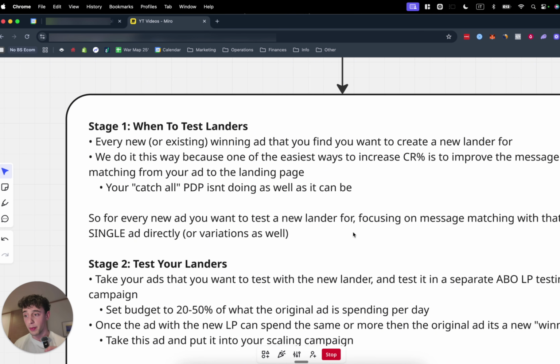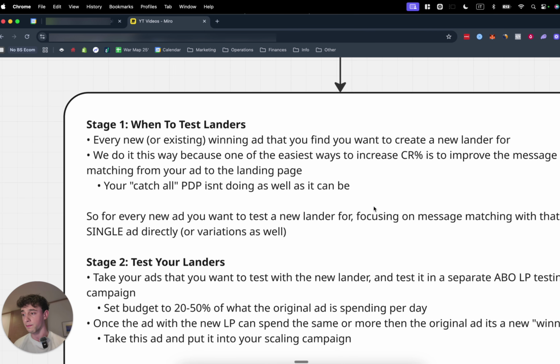So once again, your catch-all PDP isn't doing as well as it can be, for that exact reason I just walked through. So for every new ad you want to test a new lander for, focus on message matching with that single ad directly, or variations as well, right? So if you have one winning ad, but you have 3-4 iterations that you've made that are also doing pretty decent, take those and test them as a lander as well, right? You can test multiples at the same time, but once again, we're trying to get as specific as we can.